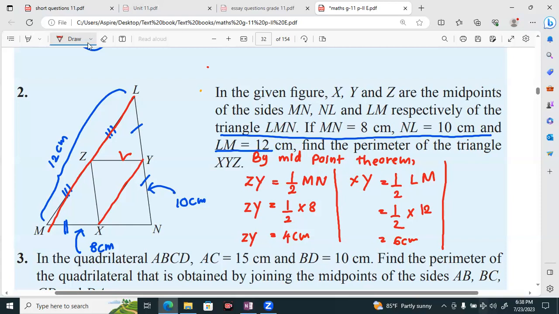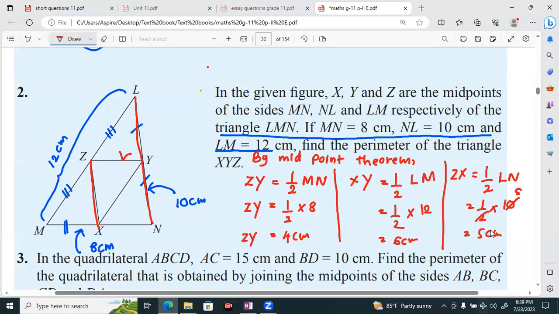Now consider the other side, ZX. You have to consider LN. We know that ZX, or XZ, is equal to half into LN. LN side is 10 centimeters, so it is 5 centimeters.